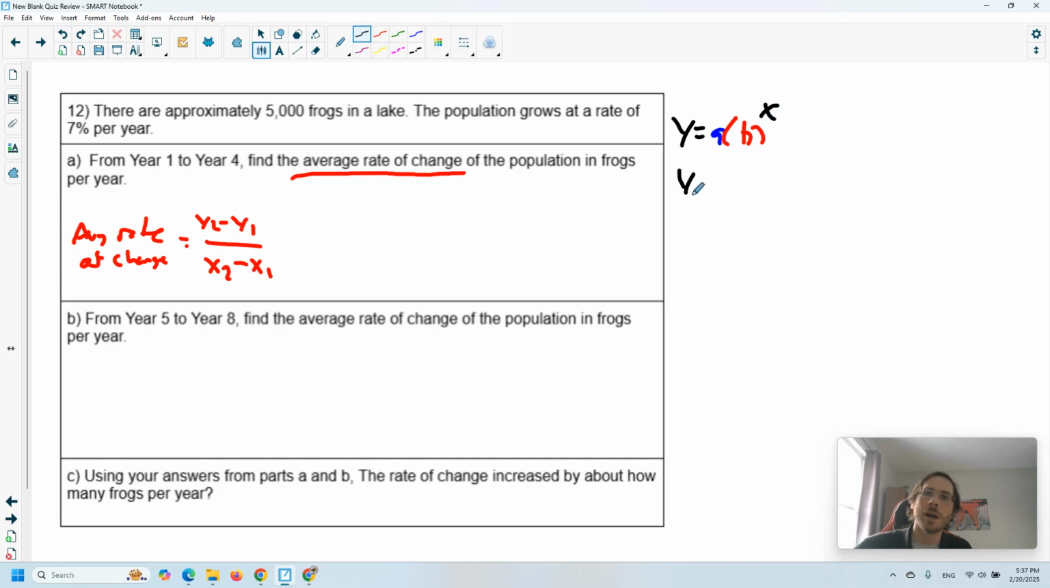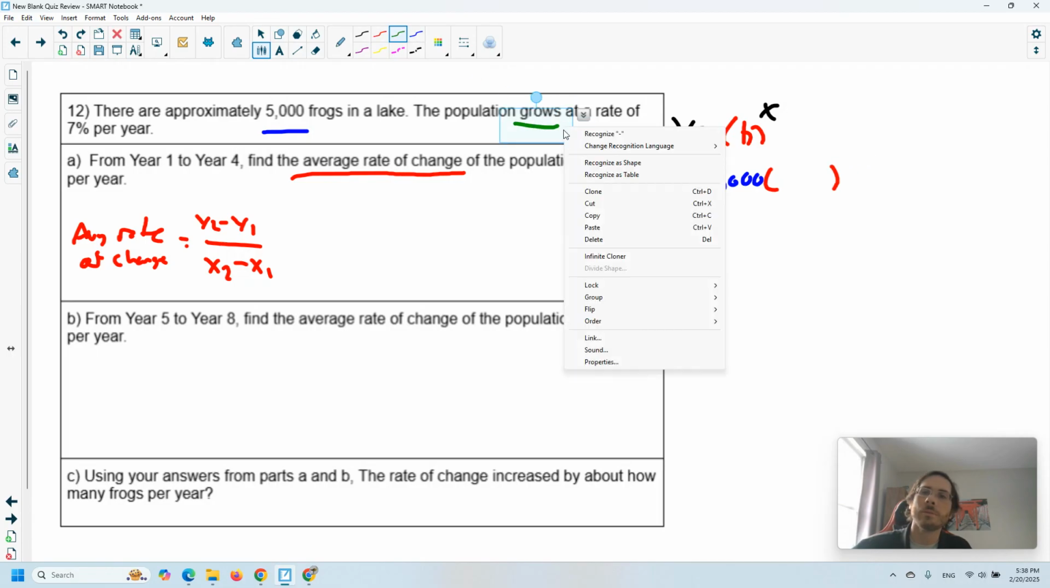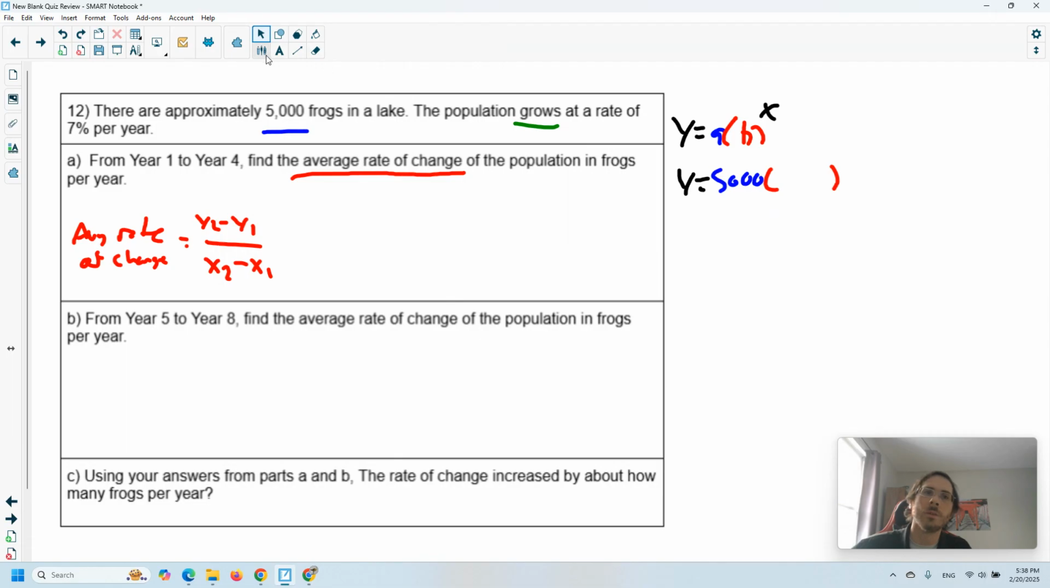So we're going to get y equals, the number of frogs we start with is 5,000. B, we can see this time we're growing. So if we're growing, we don't want to do 1 minus, we want to do 1 plus. And then our rate here is 7%. So 7%, 7 divided by 100 is 0.07.